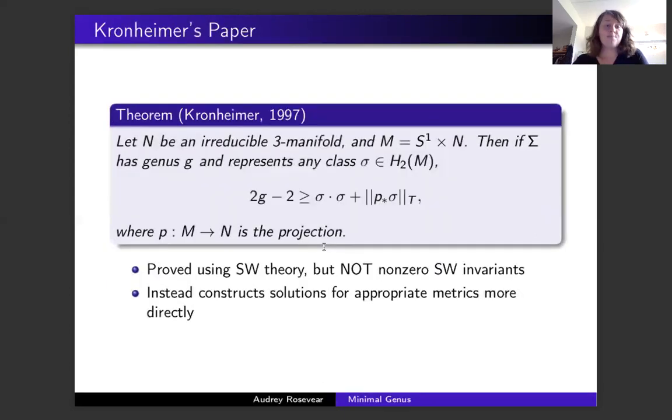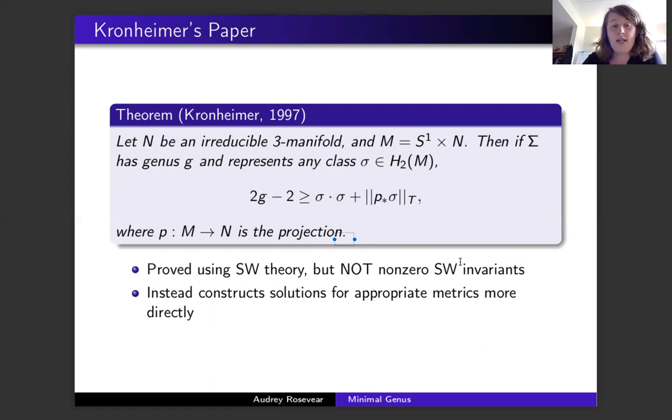So in 1997, Peter Kronheimer tackled a specific type of four-manifold, those that are a product of a three-manifold and a circle S1. If sigma has genus G and carries a class sigma, you get this type of adjunction inequality where your intersection term is replaced with the Thurston norm of the projection. You can take a class and project it down into three-dimensional space, and you can take its Thurston norm. I said again that this is quite easy to compute in most cases.